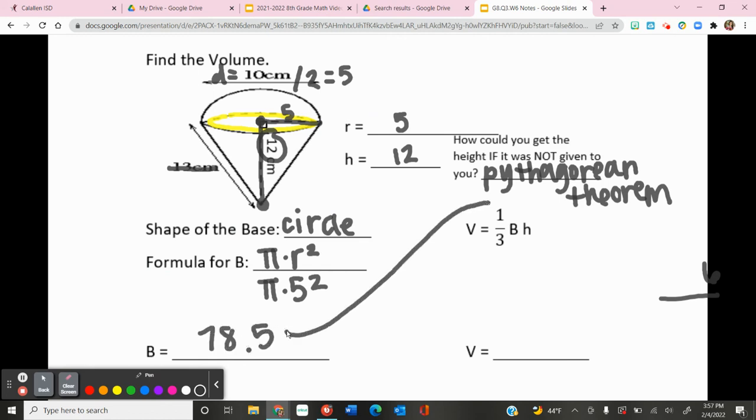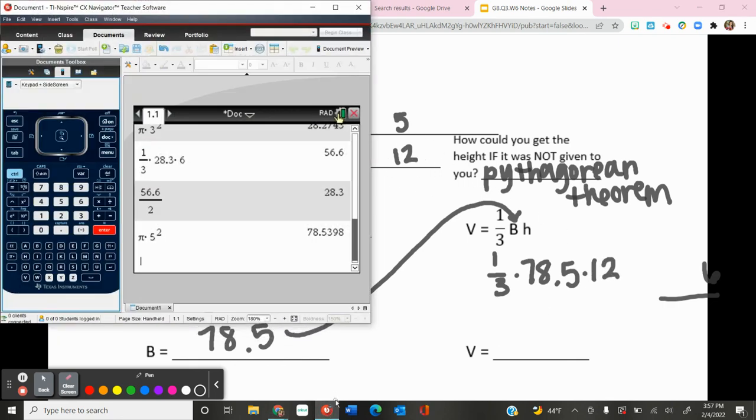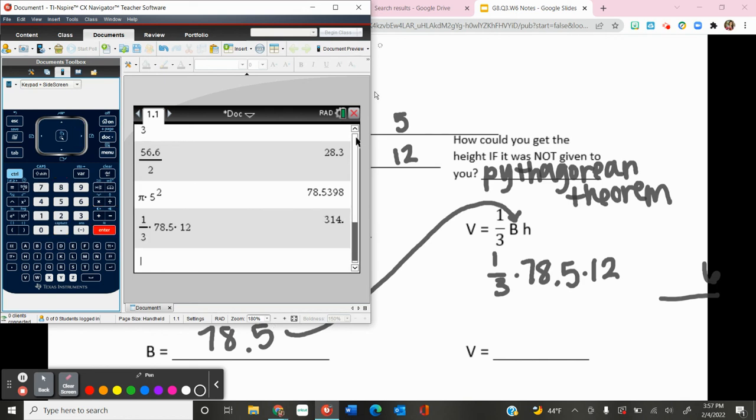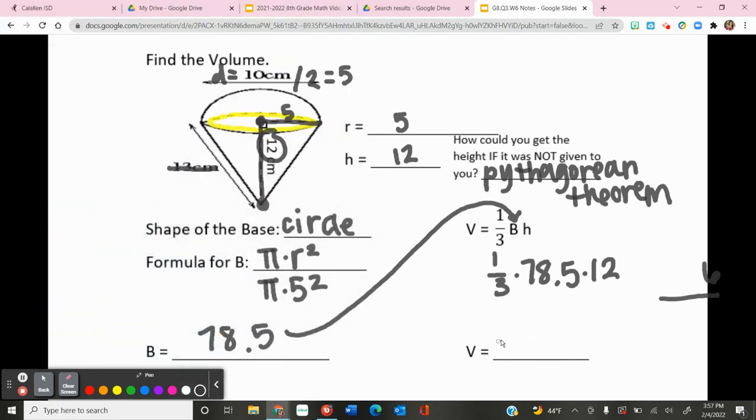Now we're going to plug this into our formula, which again is volume equals 1/3 times the area of our base, which is 78.5, times the height of our cone, which is 12. Going to your calculator, we hit Control Divide, 1 on the top, 3 on the bottom, times 78.5 times 12, which will give you 314. So the volume here is 314. Our unit is centimeters cubed.